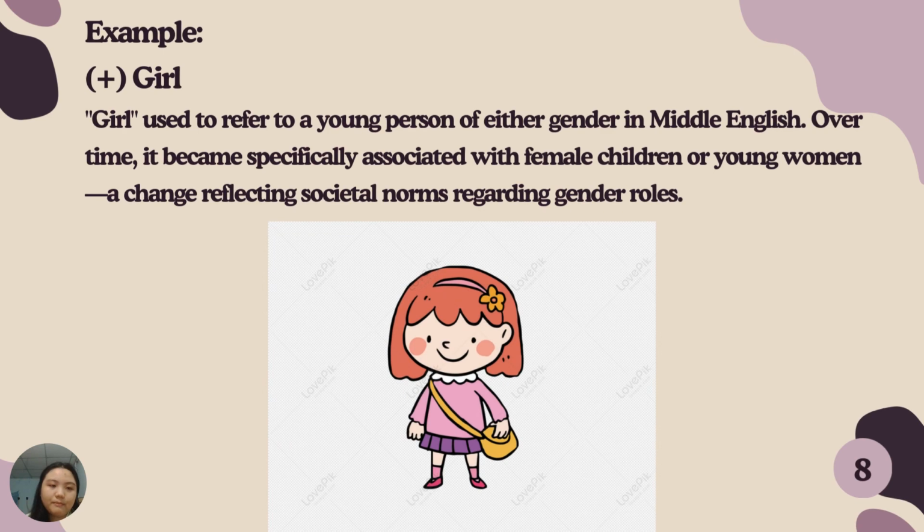Or another example with the word girl. The term girl once referred to a young person of either gender. In Middle English, over time it became specifically associated with female children or young women, a change reflecting societal norms regarding gender roles.